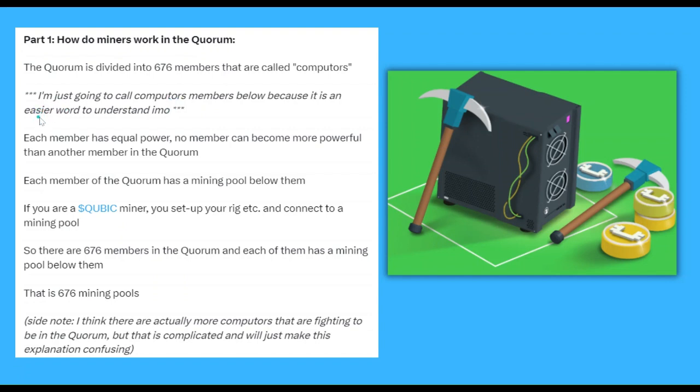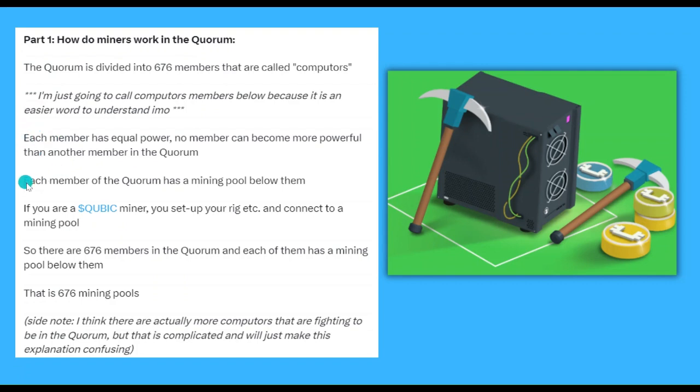Bearing in mind, this is not a super technical explanation, and I don't know everything about this, but I'm trying to keep it simple in the way that I understand, and I'm sure then it'll be easy for a lot of you guys to understand. So each member has equal power. No member can become more powerful than any other member in the Quorum. Each of these 676 members are equally as powerful as each other. It's not that they can become super powerful miners and one of them has 80% power over the rest of the Quorum. It's equal power.